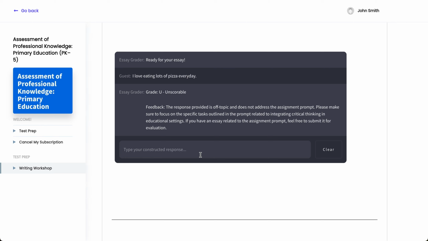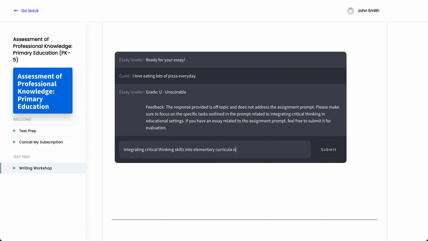All right, so I'm going to say, let's go here, integrating critical thinking skills into elementary curricula. And if I misspell something, I'll try my best to go back and correct it. But what I want to do is just get my idea into the AI essay grader, because remember, on a test day, you're not being evaluated based off your spelling or your grammar, but instead your understanding and skill set of providing effective instruction for students. So that's what I'm going to be focusing on here, and that's what you should focus on as well.